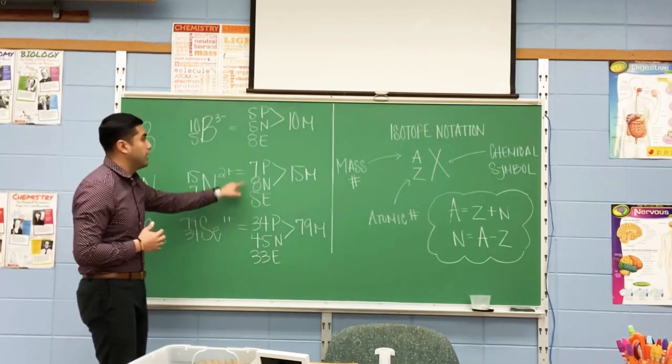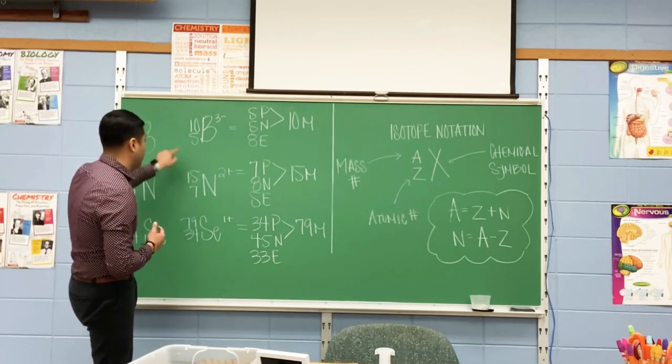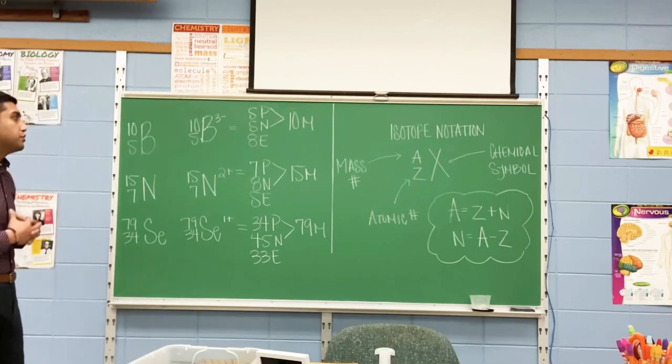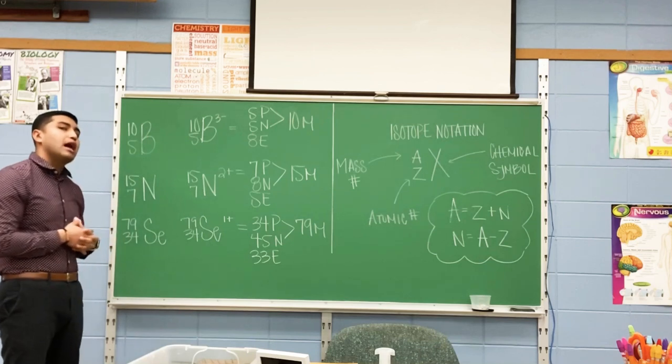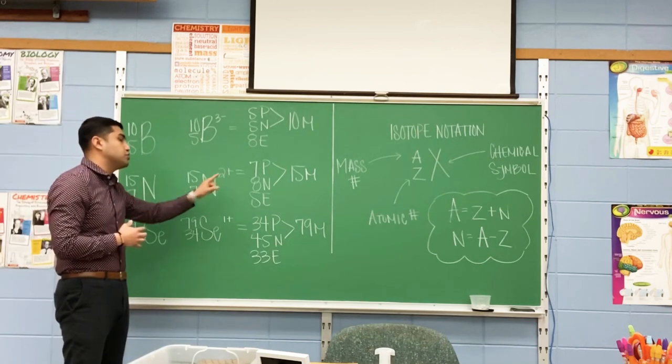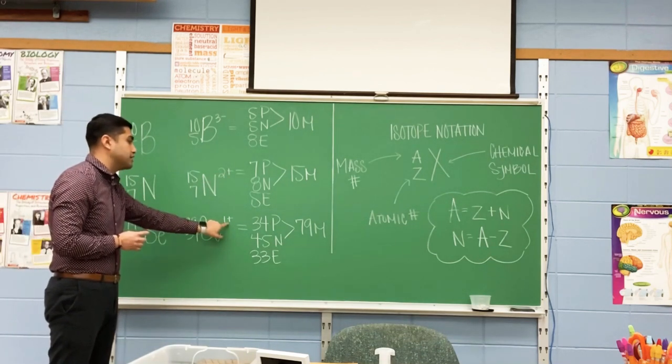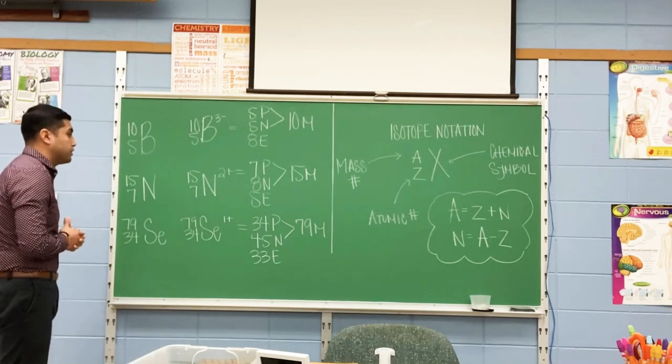So in order to calculate my number of electrons when you have a notation, you're simply going to do the opposite of what the charge is telling you. So if it's -3, I'm going to add it. If it's +2, I'm going to subtract it. If it's +1, I'm going to subtract it once again.